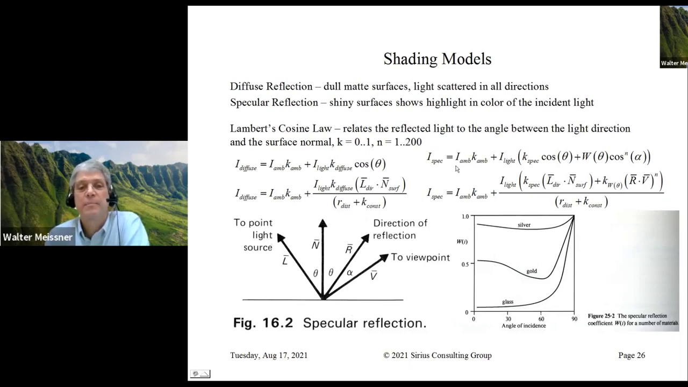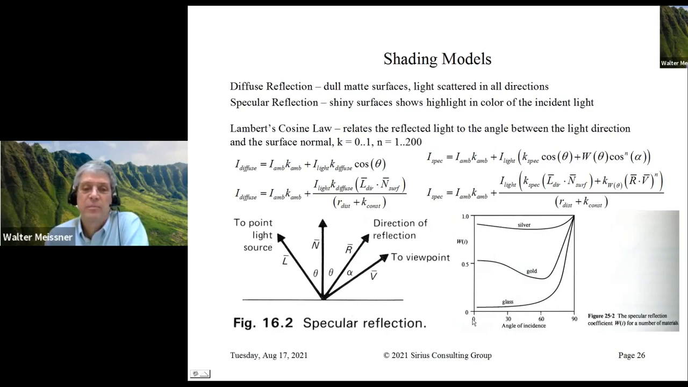Now for the specular reflection, they have to add where the viewpoint is relative to the direction of reflection. So they add another term here, W of theta times cosine to the n of angle alpha. So cosine alpha is really R dotted with V, and that will be to the nth power. And this W of theta will be converted to a constant related to the angle theta, and the theta of that angle is shown down here.